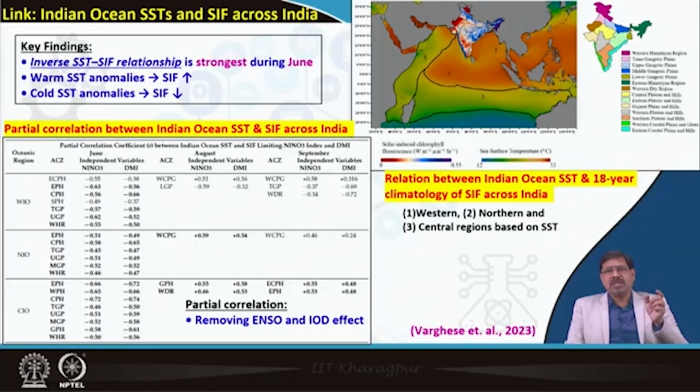Sun induced fluorescence is indicative of the productivity over the land surface. So, on one side we are trying to see the contribution of oceanic phenomena, represented or indicated by sea surface temperature, with that of the land productivity represented by the sun induced fluorescence or SIF.